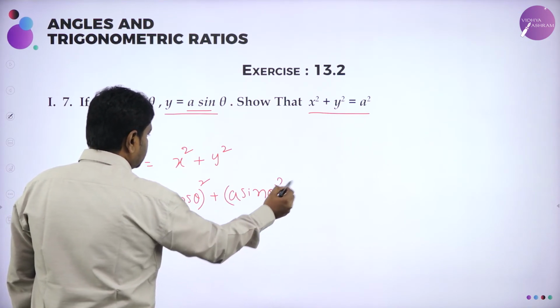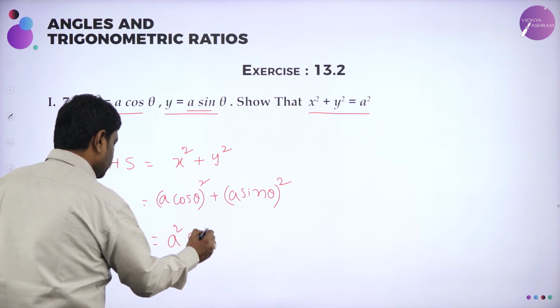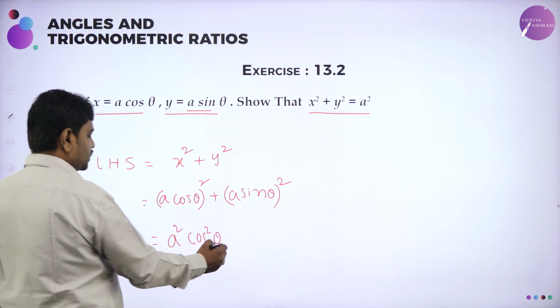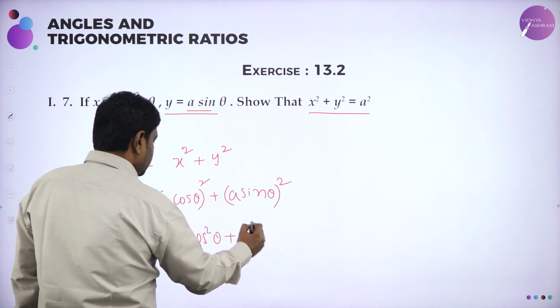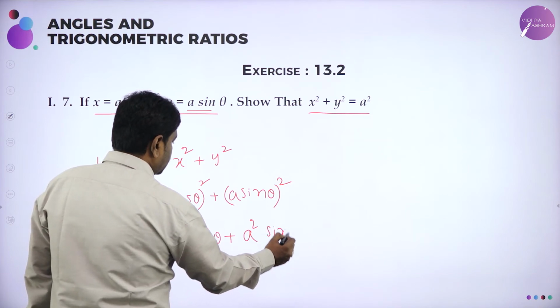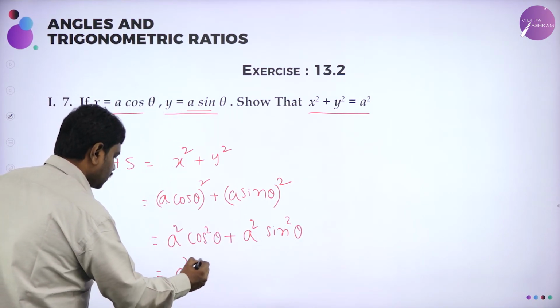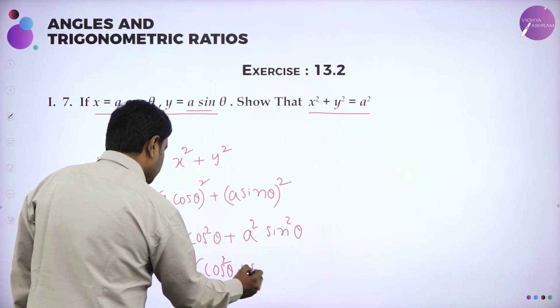Now take the square inside. You know (ab) the whole square means a square b square. A square will be for a as well as cos theta, so I can write a square cos square theta. And if you take the square inside, you'll get a square sin square theta. What is common in both? a square. Take a square out, and it will become a square into cos square theta plus sin square theta.